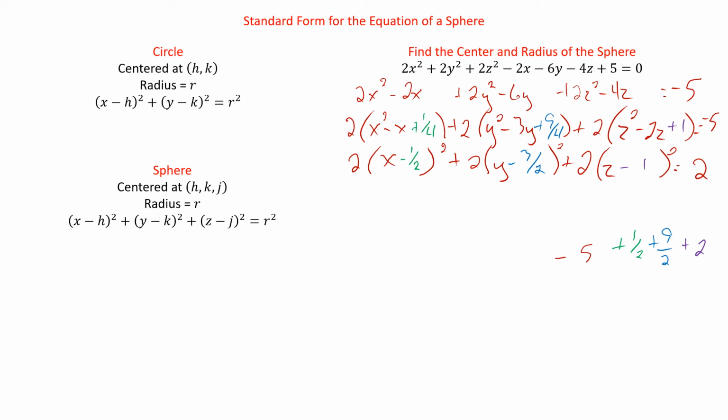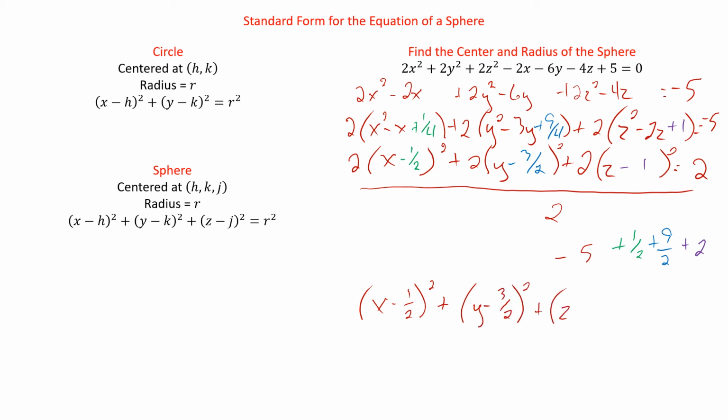Almost done, but we don't want these 2's, so we're just going to have to divide everything by 2 to get x minus 1/2 squared plus y minus 3/2 squared plus z minus 1 squared equals 1. And so our center, because that's what the question's asking, center and radius, would be 1/2, comma 3/2, comma 1, and the radius equals the square root of 1, which is 1. So that's how we can find the center and the radius and just write it in standard form. It's the same thing we've been doing all last chapter.